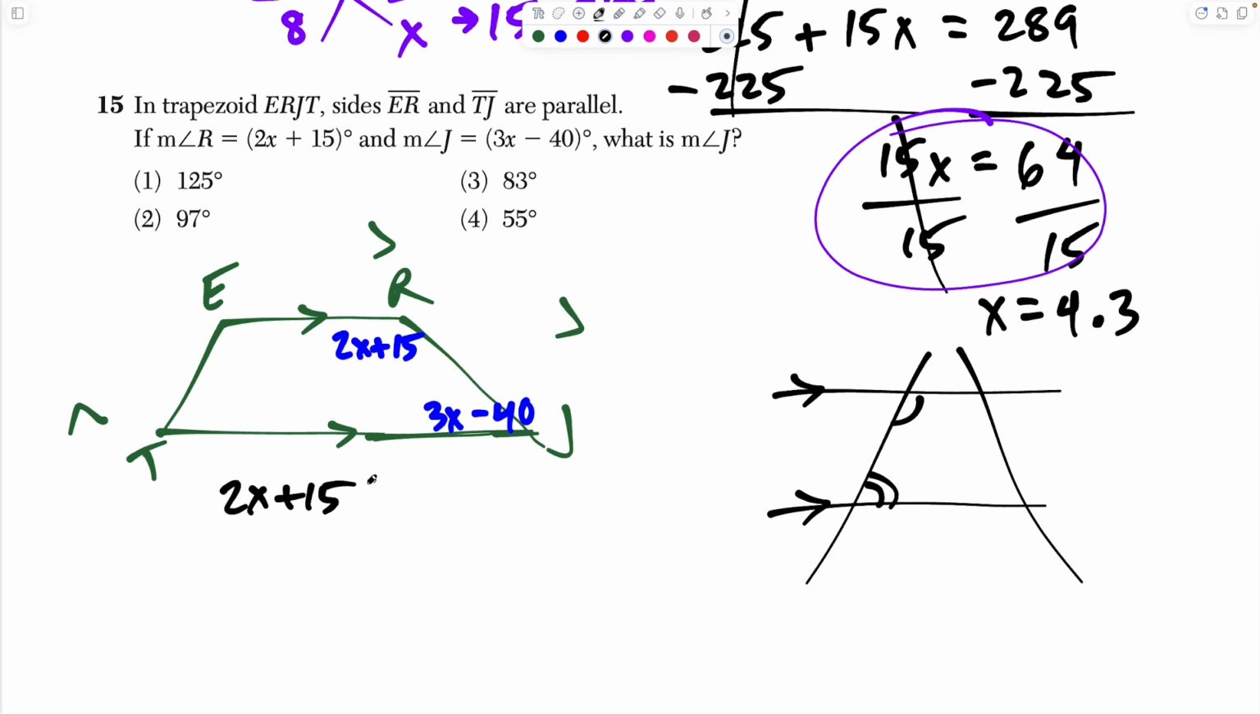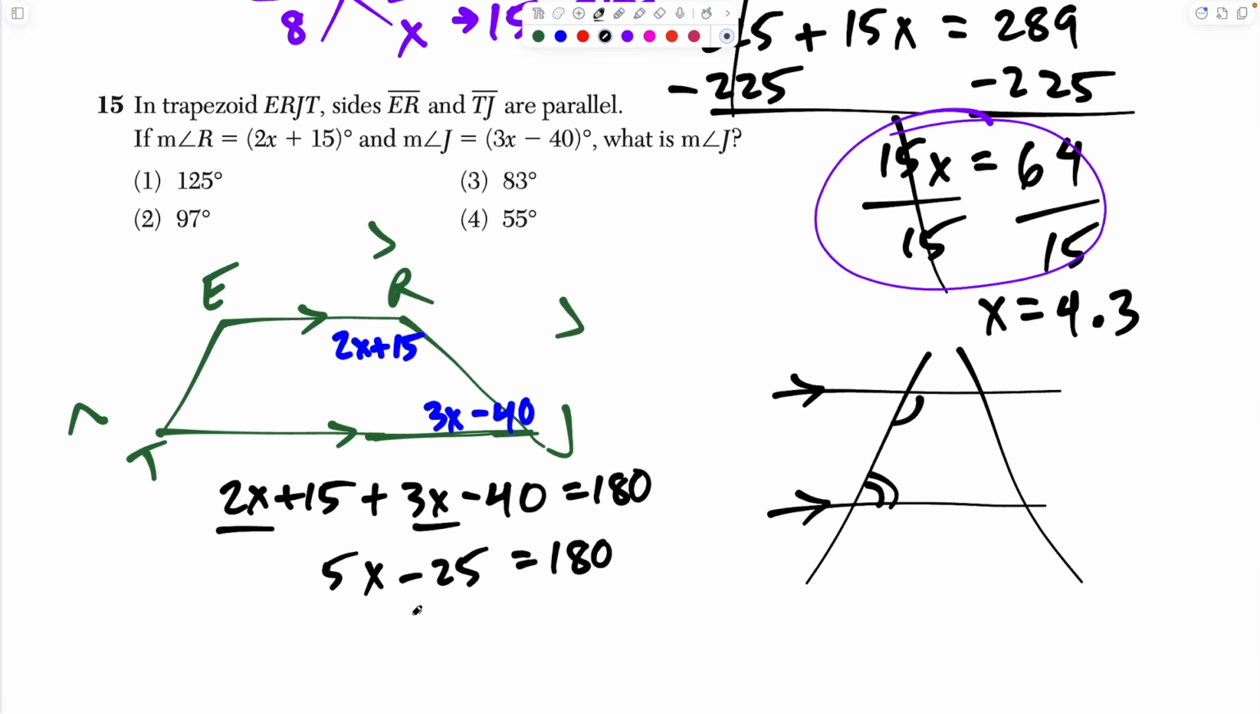I could say 2x plus 15 plus 3x minus 40 equals 180. And now I just have to do the algebra. 2x plus 3x is 5x. 15 minus 40 makes minus 25 equals 180. Now I add 25 to both sides.